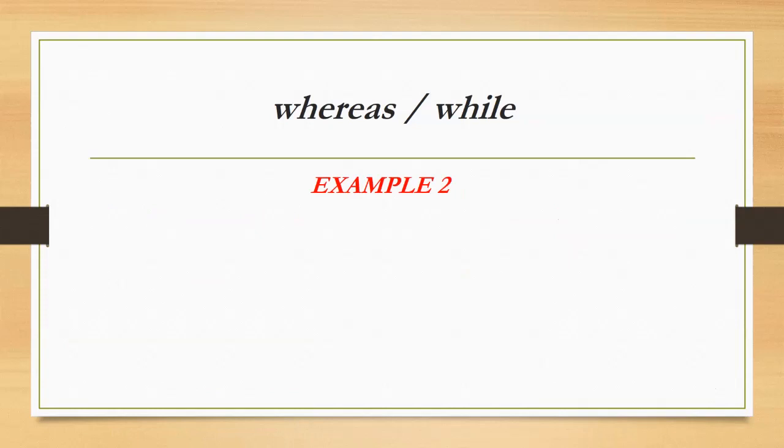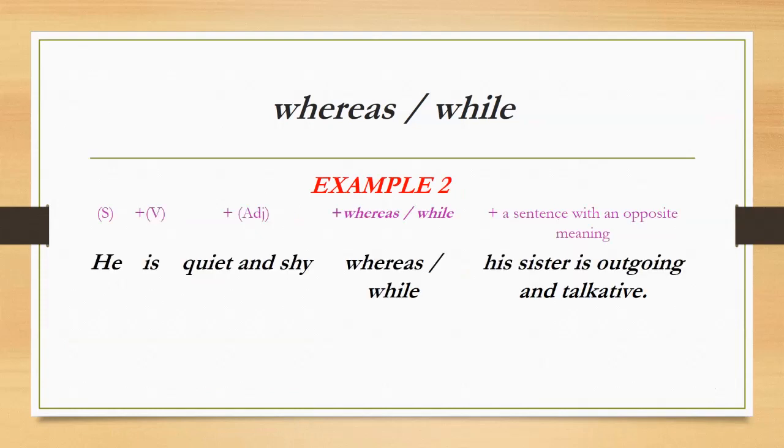Example 2. He is a subject. Is a verb. Quiet and shy is an adjective. His sister is outgoing and talkative is a sentence with an opposite meaning. He is quiet and shy, whereas or while his sister is outgoing and talkative.